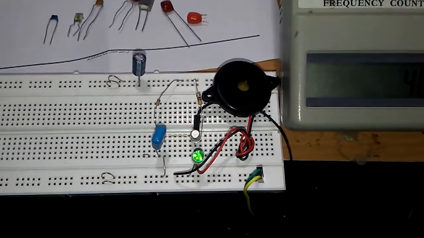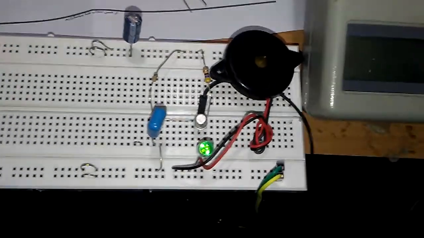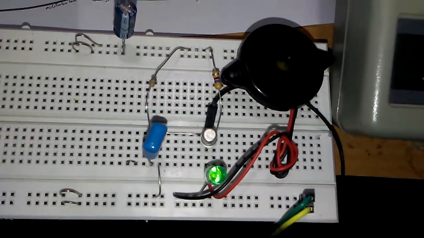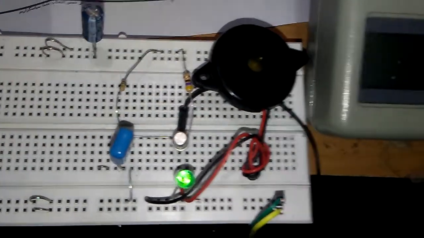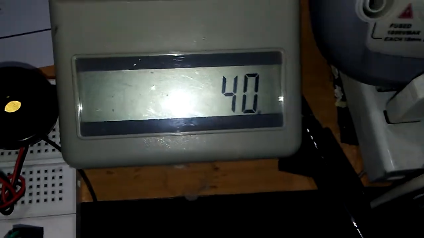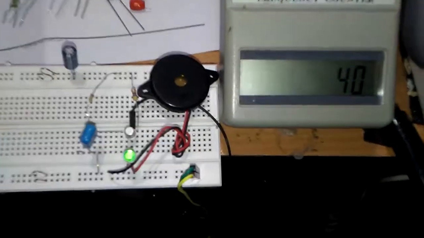Today I tried to work with UJT transistor oscillation. This is one of the most simple oscillators that I checked before, with only one transistor, one cap and one resistor. So you can see my frequency now is 40 Hz. It is very easy with the UJT transistor to change the frequency when you change the cap.